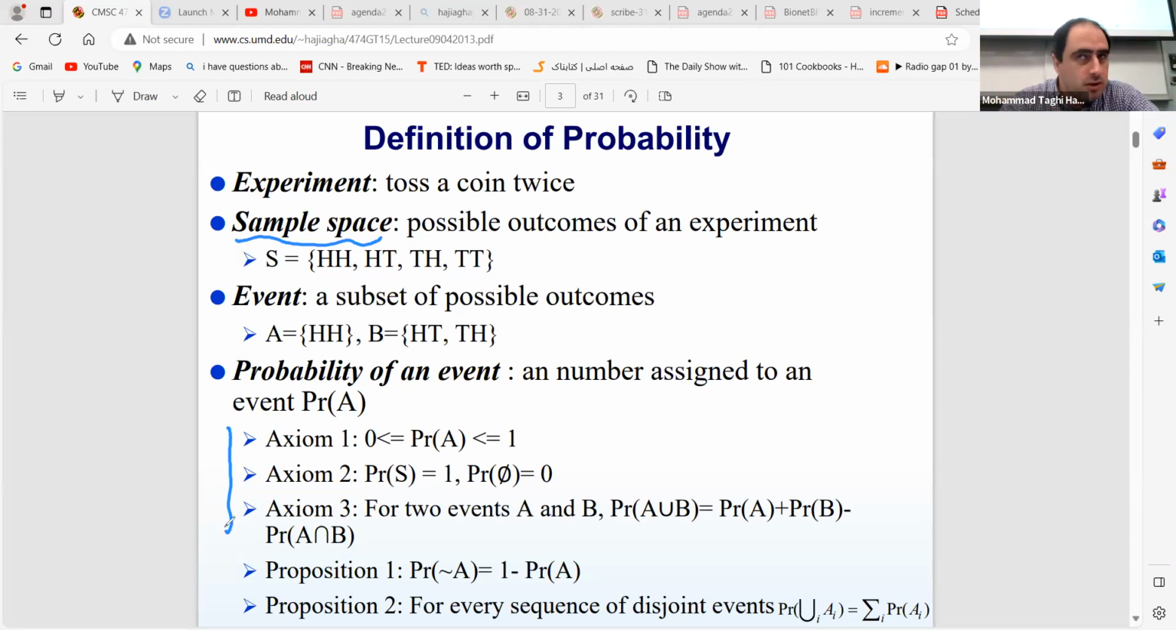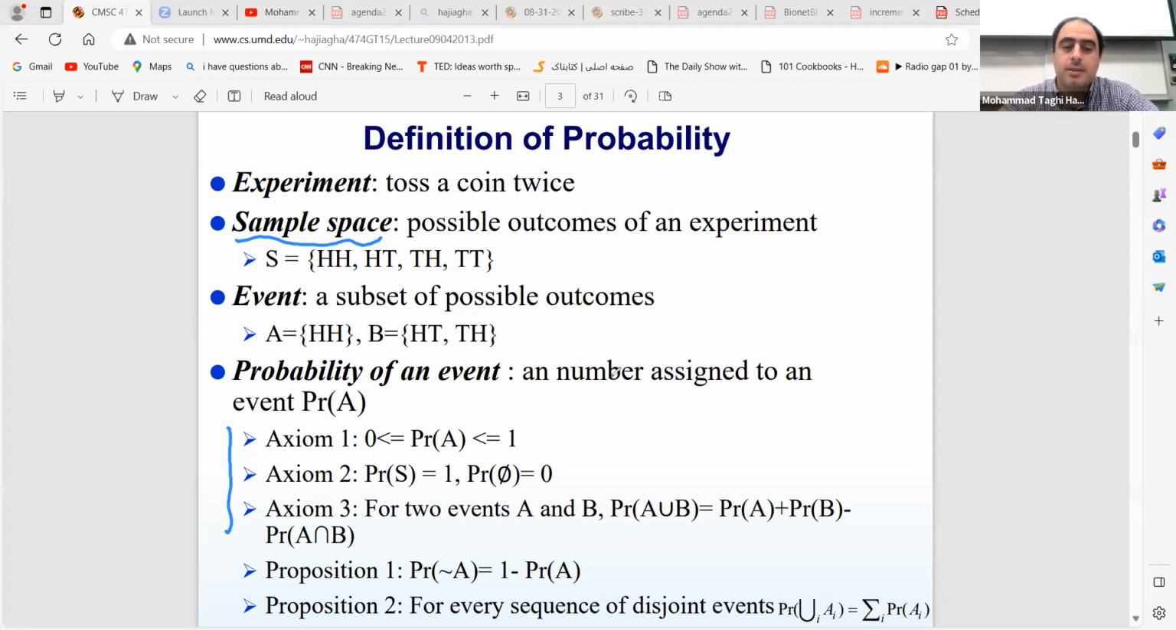Of course, we need to know some of those theorems so that we can prove things much easier and much faster. But in the end, everything comes from these three things. There is nothing hidden. The probability of A, which is assigned to an event A or event B or anything, should satisfy these three properties.